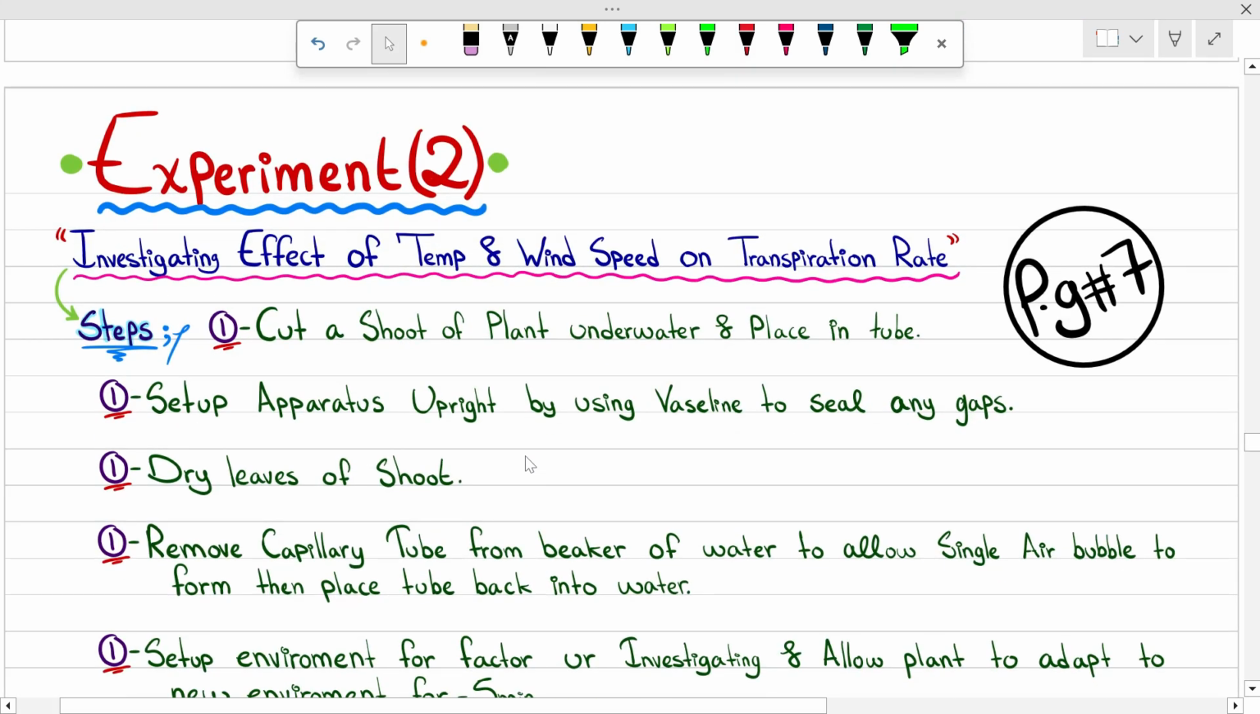Now let's head on to our next experiment. Our next experiment is investigating the effect of temperature and wind speed on transpiration rate. How do temperature and wind speed affect the transpiration rate? Temperature and wind speed over here are our independent variables. These are the variables that we are going to be investigating, so these are the variables that need to be constantly changed during the experiment, while the transpiration rate is our dependent variable in this experiment, the variable that needs to be measured.